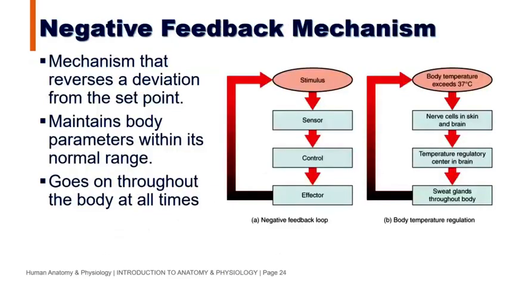It is a component in the feedback system that causes a change to reverse the situation and return the value to the normal range. And then down here we have our negative feedback mechanism. It's a mechanism that reverses a deviation from the set point, and it maintains body parameters within their normal range, and it goes on throughout the body at all times. Now let's look at the negative feedback loop. We start with the stimulus, and then the stimulus gives a signal to the sensor, and from the sensor it moves to the control center and then to the effector. And it goes into a loop. From the effector, it will send the signal again to the stimulus, and it goes on and on.